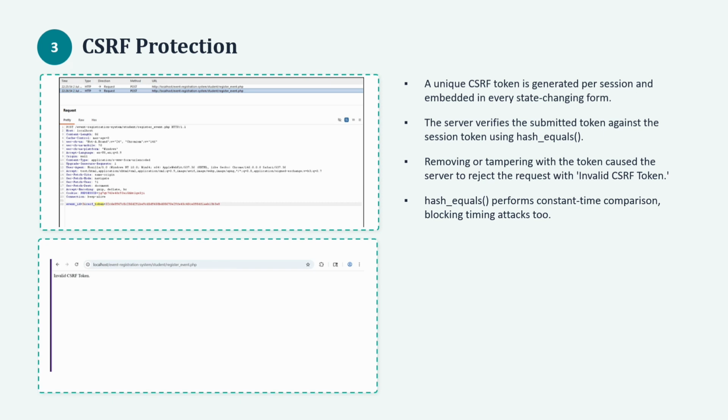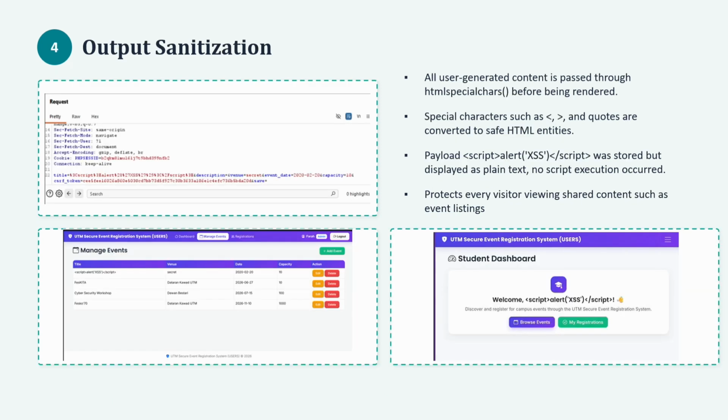Next is output sanitization. Any user-supplied content that gets displayed later, like an event title or a username, is passed through an encoding function before rendering. When we tested this by submitting a script tag as an event title, it was stored but displayed back as harmless plain text instead of executing as a script. No pop-up, no code execution.